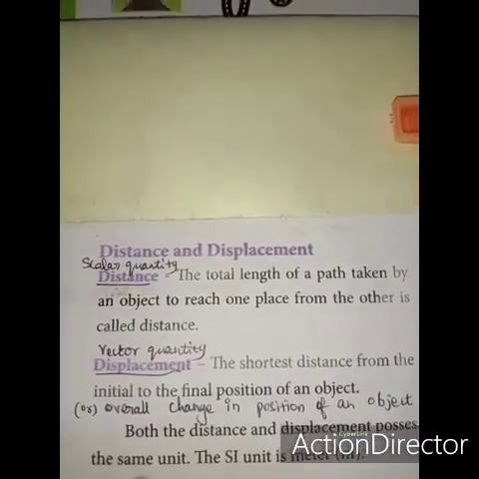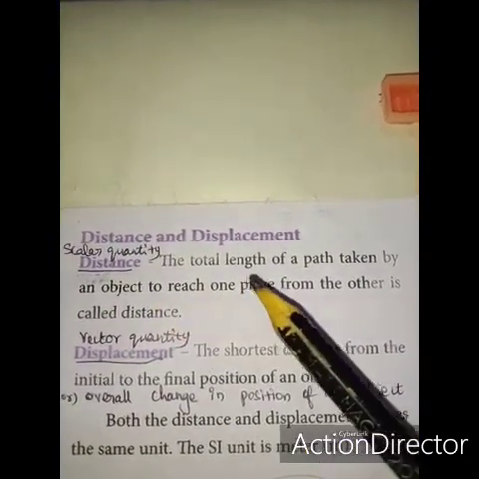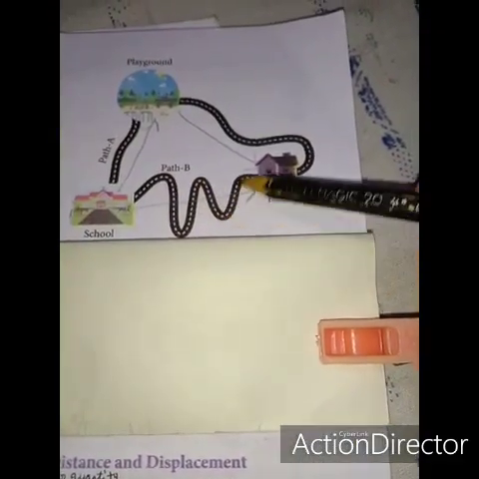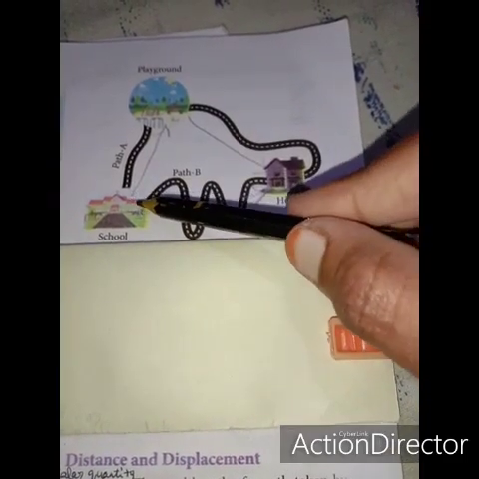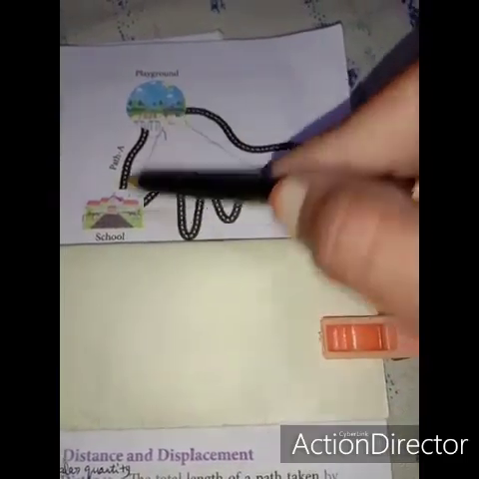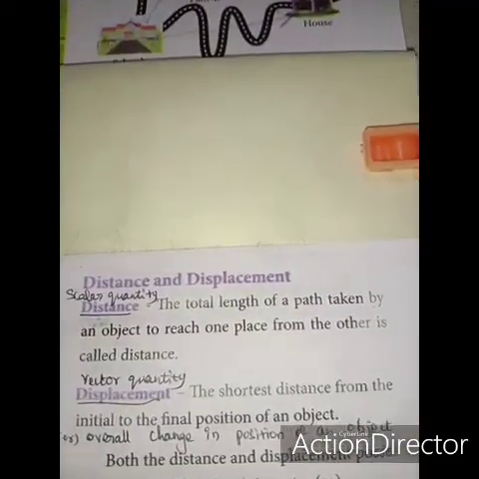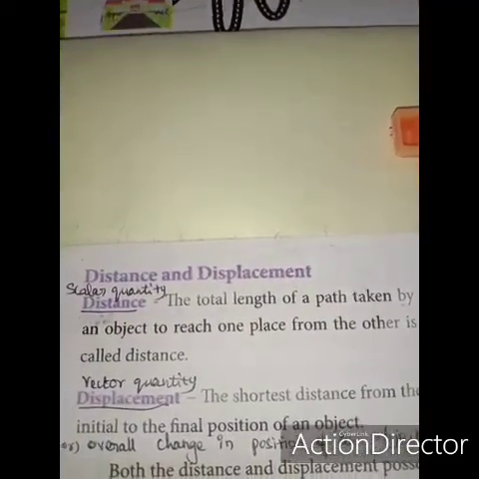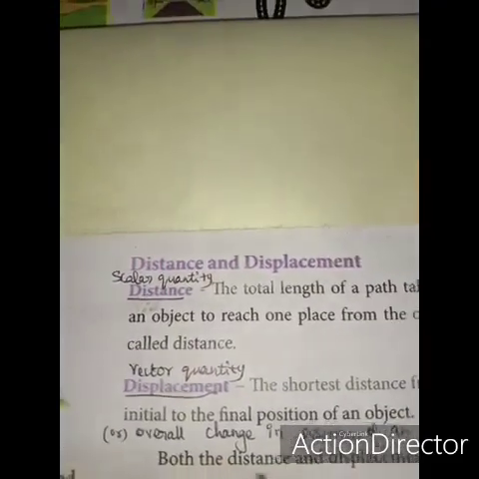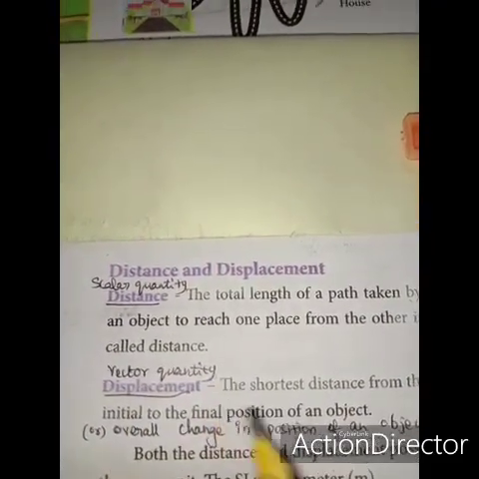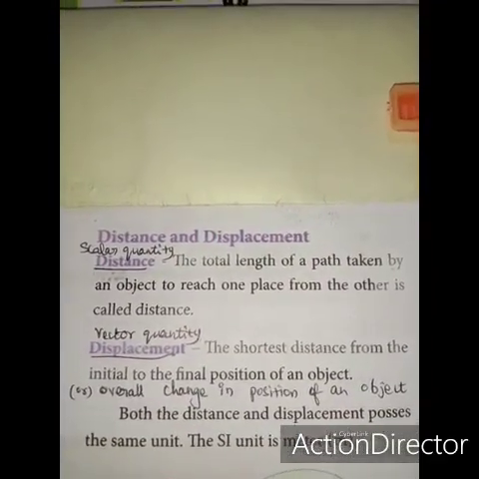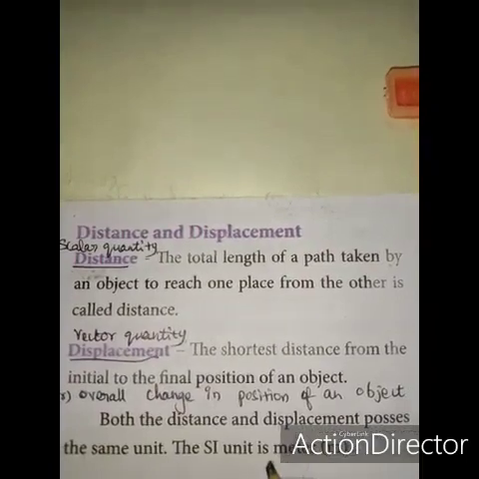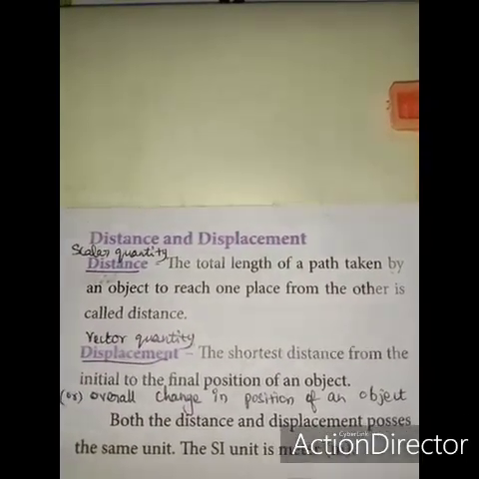Once again I repeat it. Distance is the total length of the path taken by an object. And displacement means the shortest distance between the initial and final position of an object. Displacement is a vector quantity, and both distance and displacement possess the same unit. It is measured in meters, which is an SI unit.